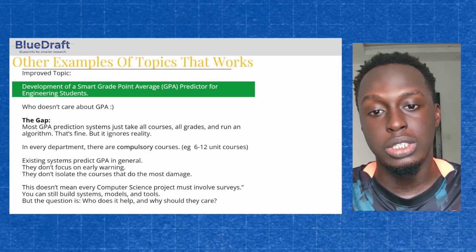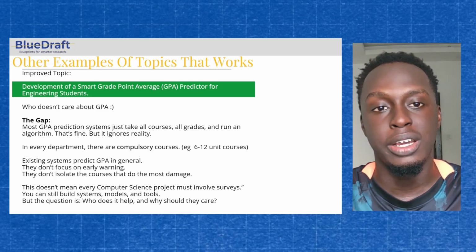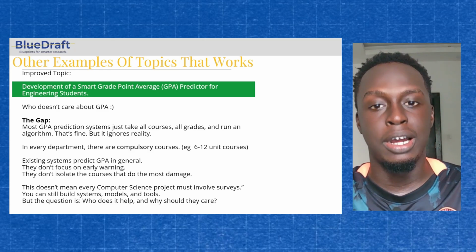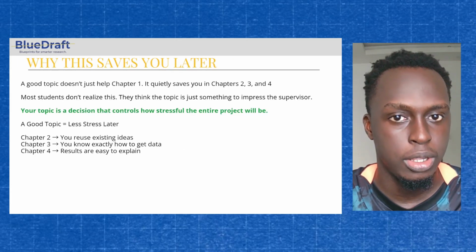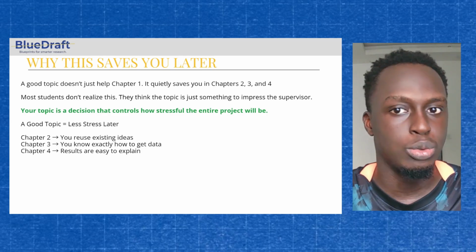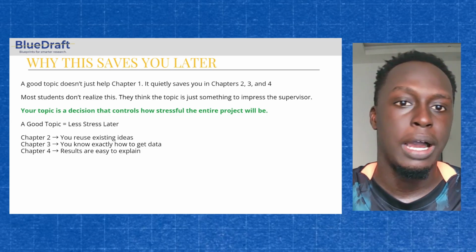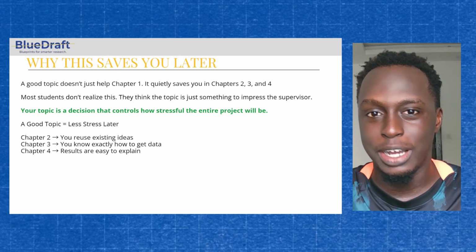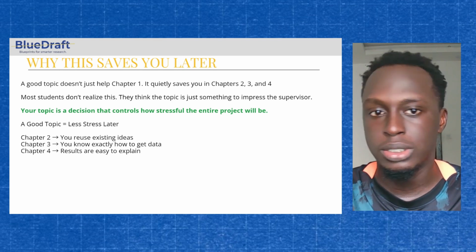But the question is: who does this help and why should they care? The moment your topic is clearer, your supervisor approves your topic better. So a good topic doesn't just help your chapter 1, it quietly saves your chapters 2, 3, and 4. Don't pick a topic trying to impress your supervisor. Your topic is a decision that controls how stressful your entire project will be, and a good topic equals less stress later.